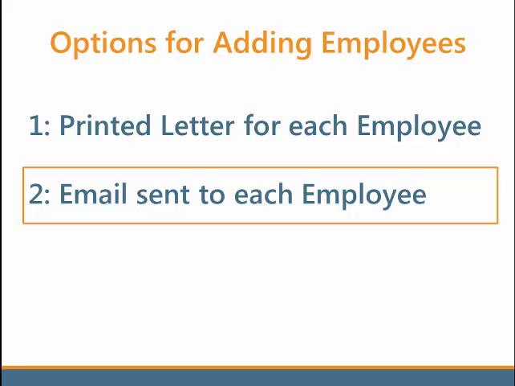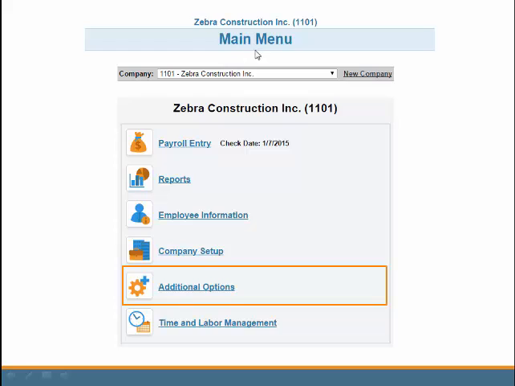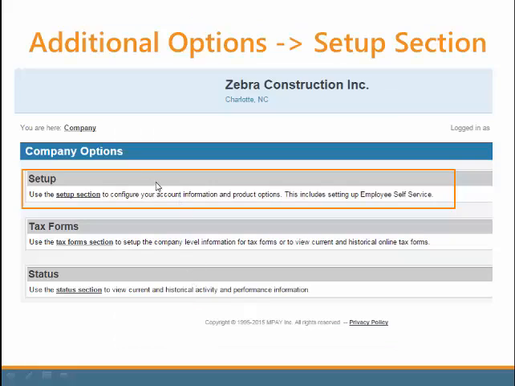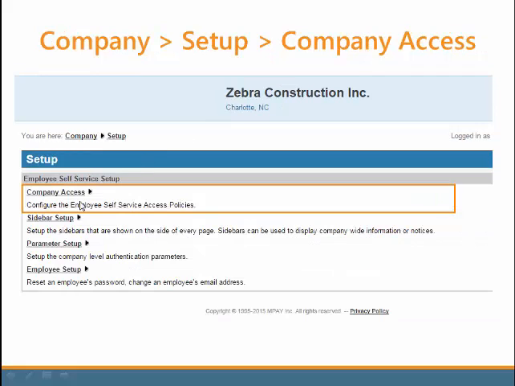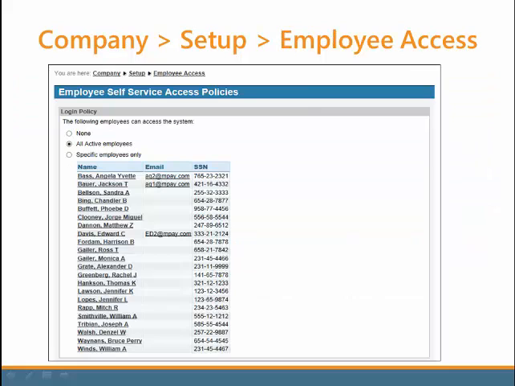The second option for adding employees to Employee Self-Service is to send an email to each employee. If you choose this option, from Payentry's main menu, you want to choose Additional Options. From Additional Options, pick the first selection, which is Setup, and click on Setup Section. From the Setup section, choose Company Access. The first thing you will see in the Company Access is this Employee Self-Service Access Policies.